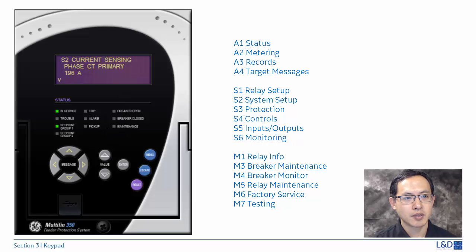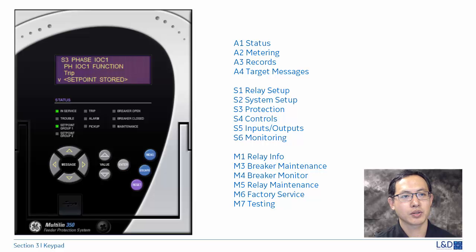Another set point we want to do is to set the protection element. We're going to go to S3 by using the message down key, press enter, and we're going to enter the set point group 1 and select the phase IOC1. And now we're going to enable the protection element by using the value key to set this to trip, and click enter to save it.